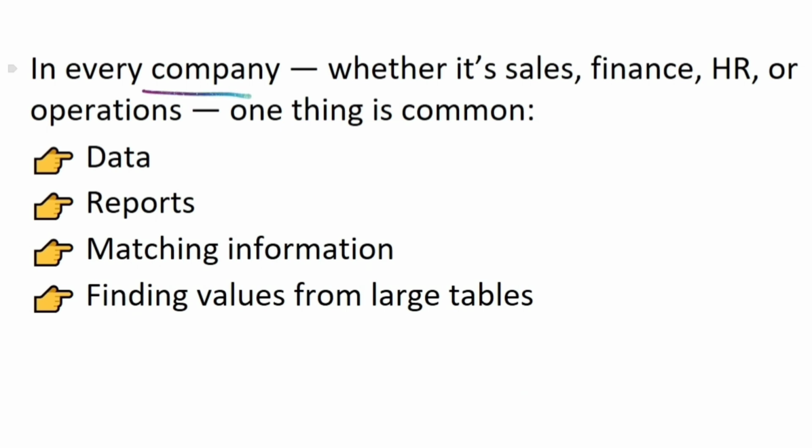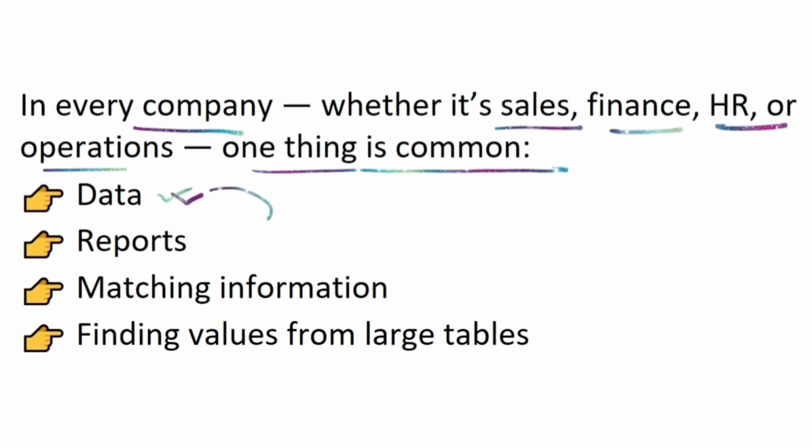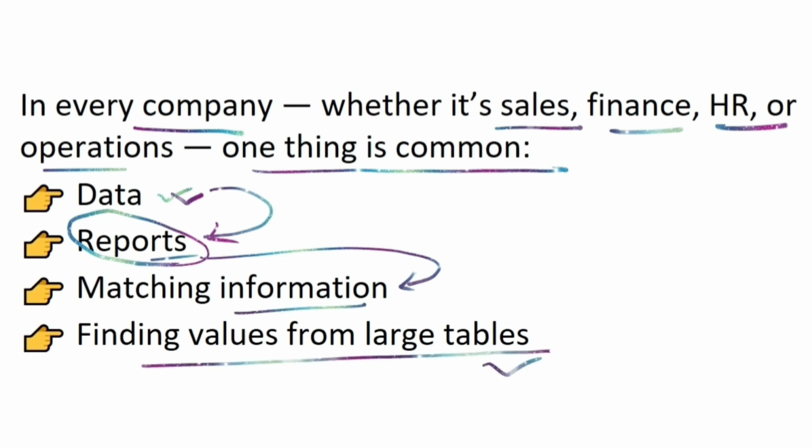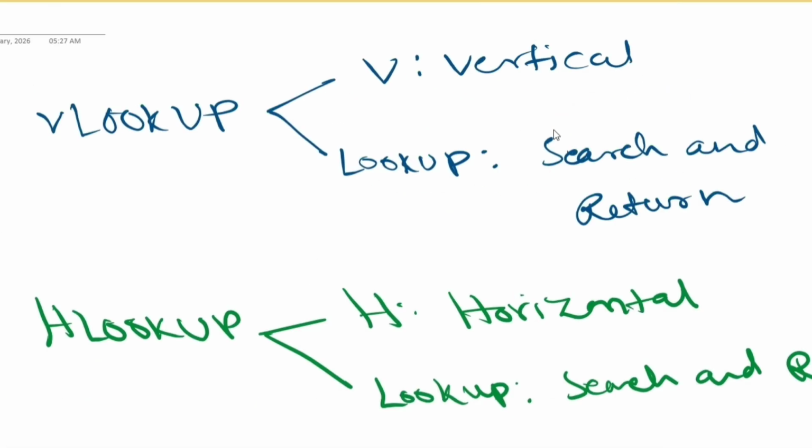Now suppose you are working in a company. You may work in a sales department, HR department, finance department or operation department. One thing is common: in all departments you have to deal with a large amount of data. From the large amount of data you have to create reports, match information and find specific values from big tables. These are very common tasks in any job role. To find values from large tables, we usually use the VLOOKUP and HLOOKUP functions in Excel.